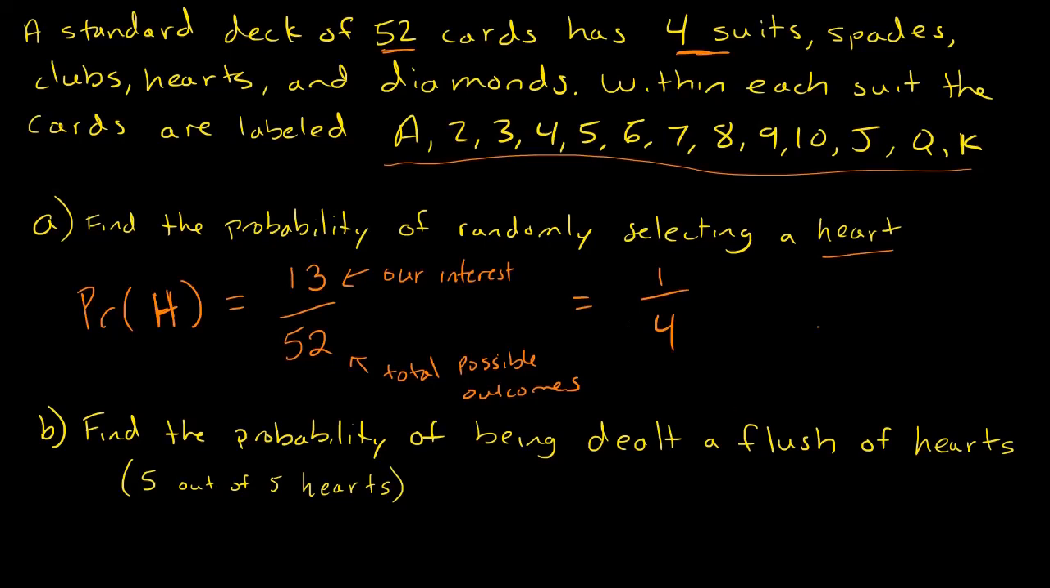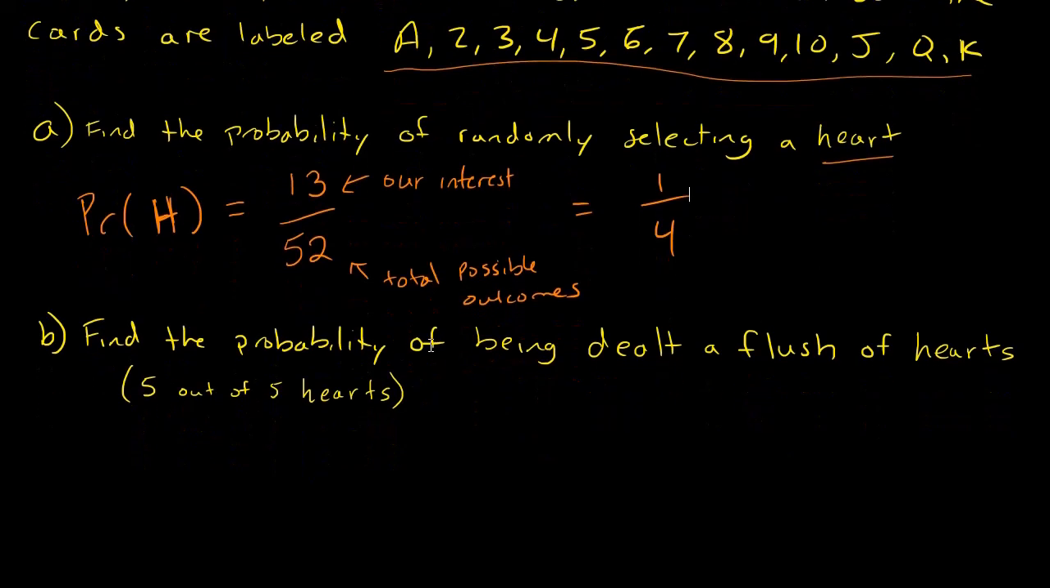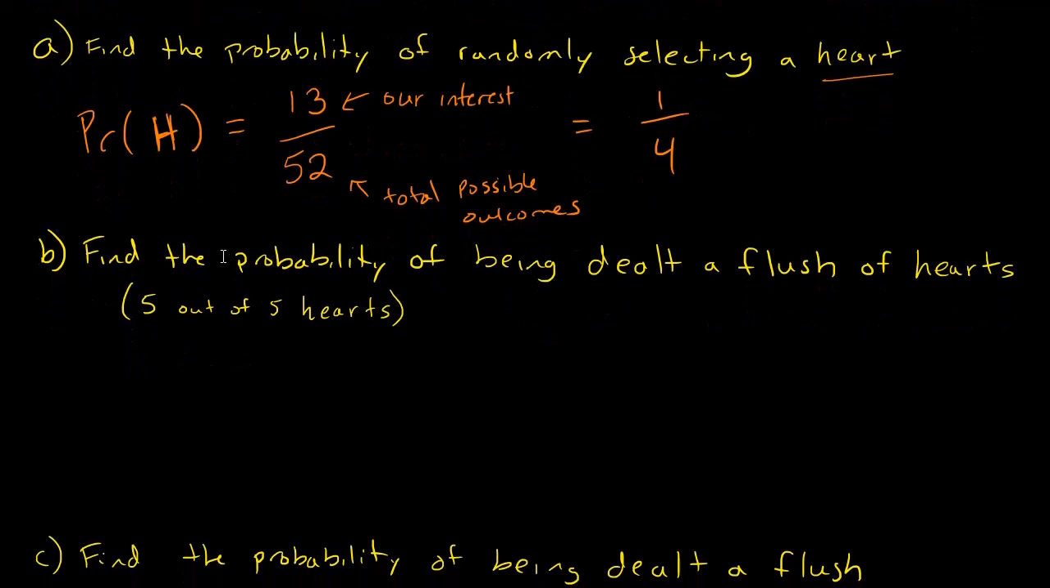Okay, all right. Now making the problem slightly more difficult. What's the probability of being dealt a flush of hearts? A flush of hearts is when you have 5 out of 5 cards when you're being dealt a hand in poker, and all 5 of them are hearts. What is that probability?